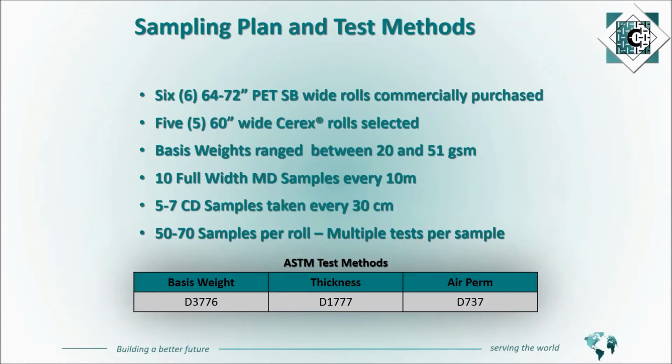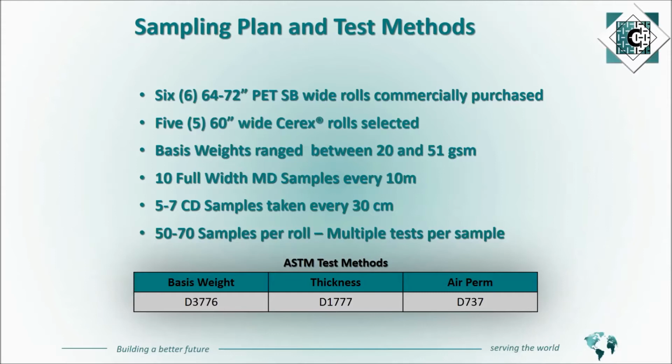Our sampling plan and test methodology for the physical properties: we purchased 6 different rolls from a North American high-quality manufacturer on the open market, and we also selected 5 comparable rolls from our own production facility. The basis weights, the range that we chose, really represent the types of products used in the filtration industry.